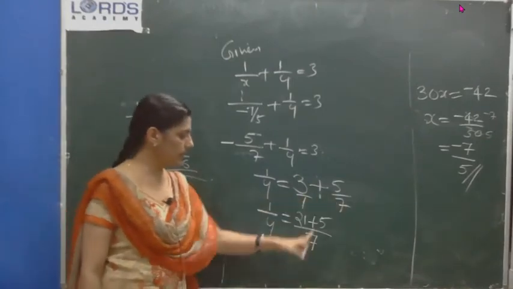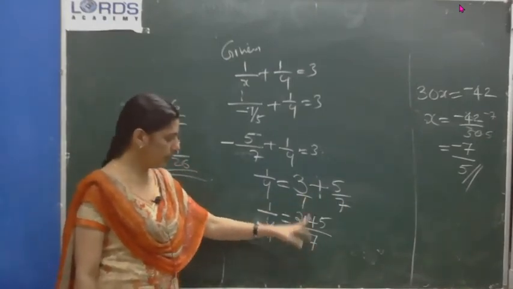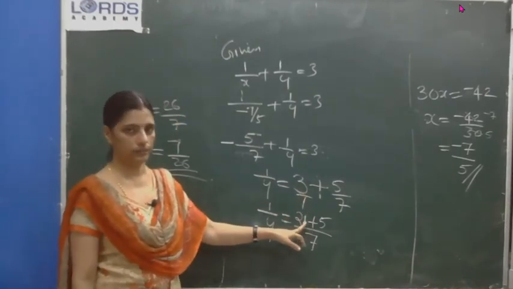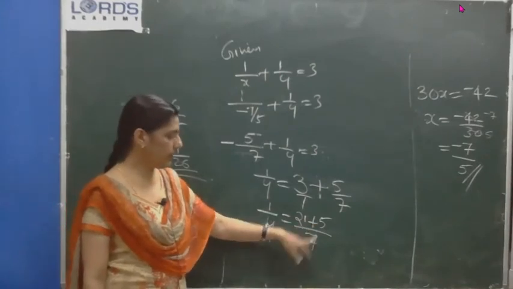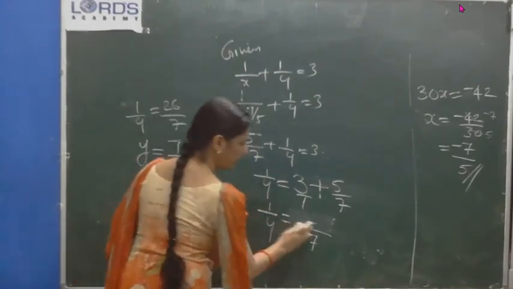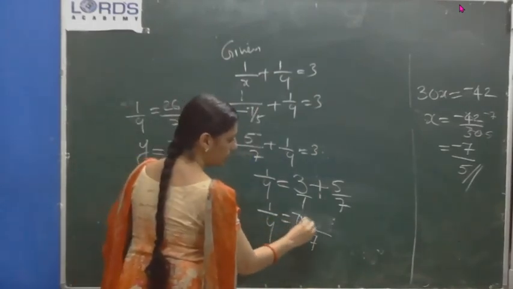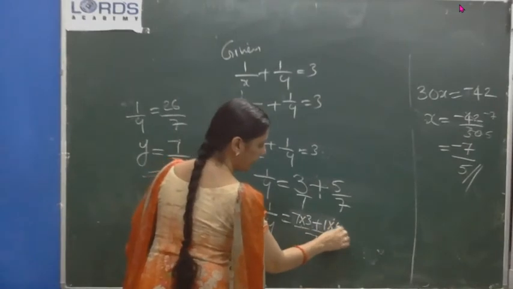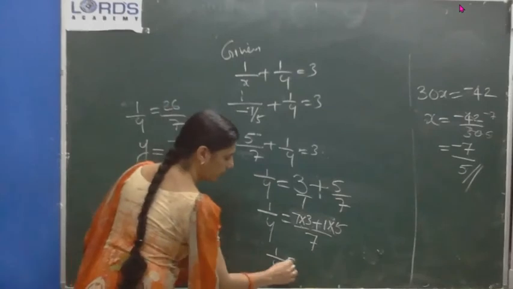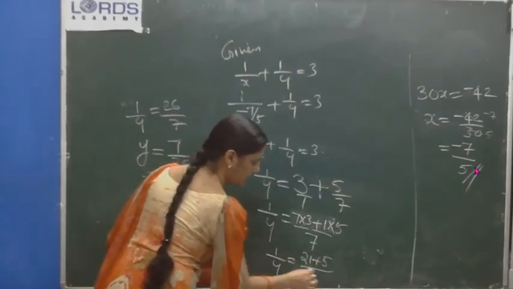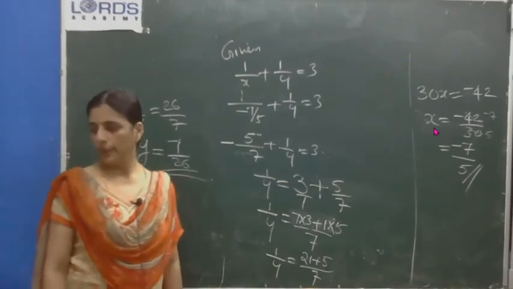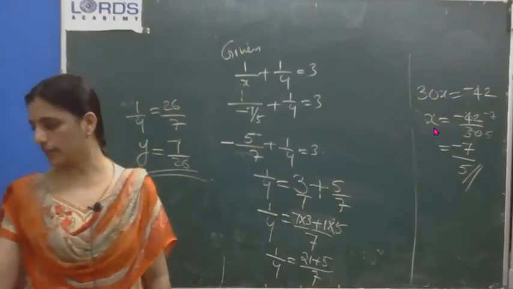Here again we took the LCM. 7 is the LCM. Here 1, 7 times, that's 7 into 3. That's why I got 21. Plus in the 7, 1 time, that's 1 into 5. Do you have any problem? Then I will do 7 into 3 plus 1 into 5. That is 1 by y equal to 21 plus 5 by 7. Now is it clear? If there is doubt, you ask.